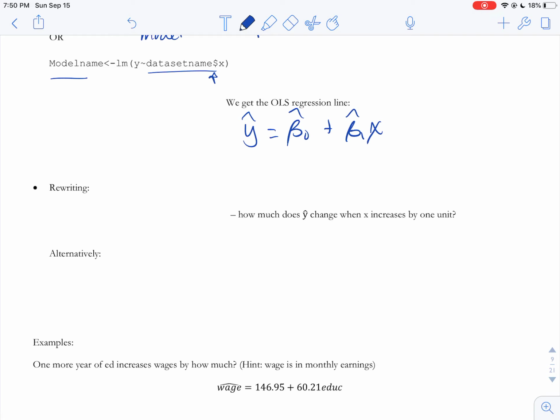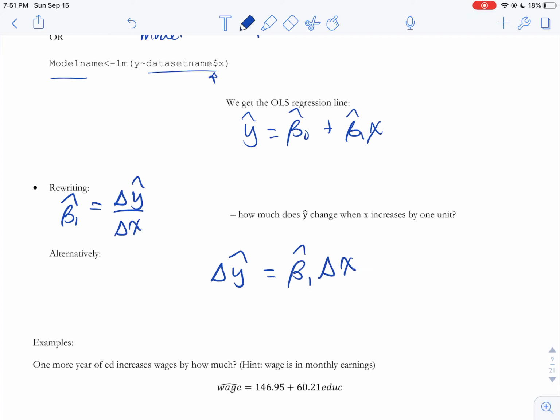So I can rewrite this as beta1 hat equals the change in y hat divided by the change in x. So we want to know how much does y hat change when x increases by 1 unit. Notice that x doesn't have a hat on it because x isn't estimated, x is known. Okay, alternatively, I can rewrite that as the change in y hat equals beta1 hat times the change in x, right? So however x changes, multiply that by beta hat 1, and that's my predicted change in y.